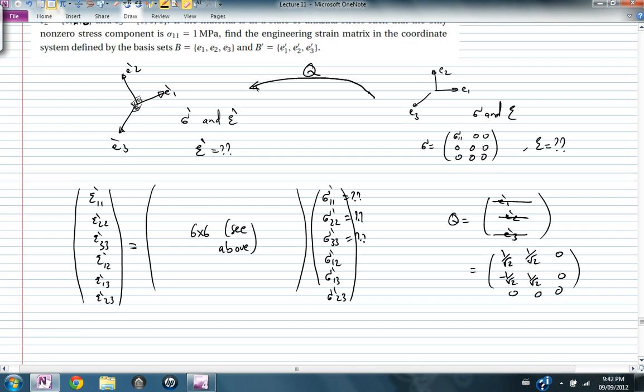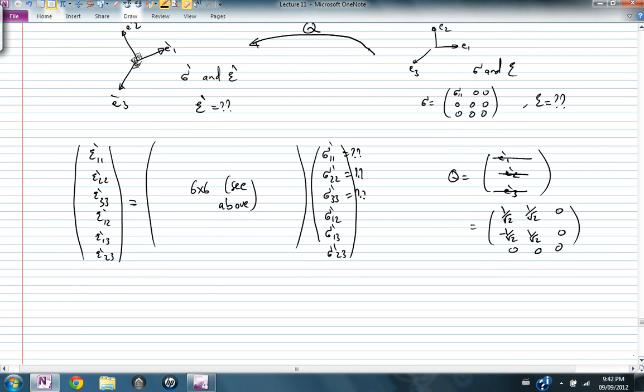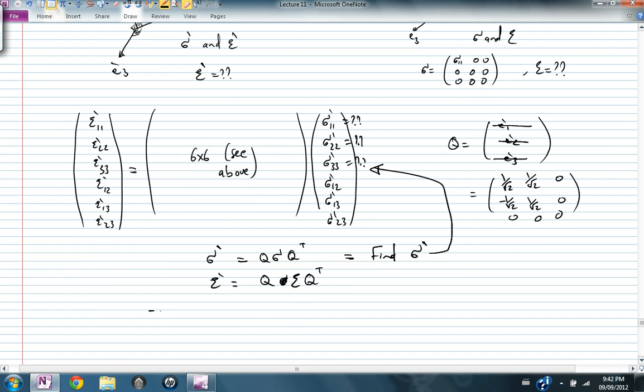I know that the relationship between the stresses and the strains in those two coordinate systems is given like this. Sigma prime is equal to Q sigma Q transpose. Epsilon prime is equal to Q epsilon Q transpose. From this, find sigma prime, put it here. After finding sigma prime, then find epsilon prime given sigma prime from the relationship between epsilon prime and sigma prime.